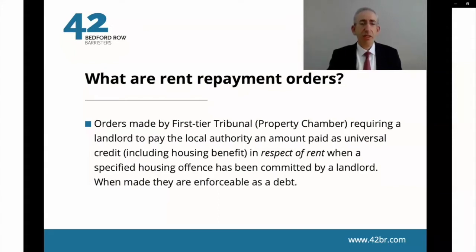If there has not been a conviction in a magistrates' court separately, then the local authority will need to establish that the landlord in question has been guilty of one of the specified housing offences in order to obtain a rent repayment order. It will need to do so to the criminal standard of proof, that's to say, beyond reasonable doubt.